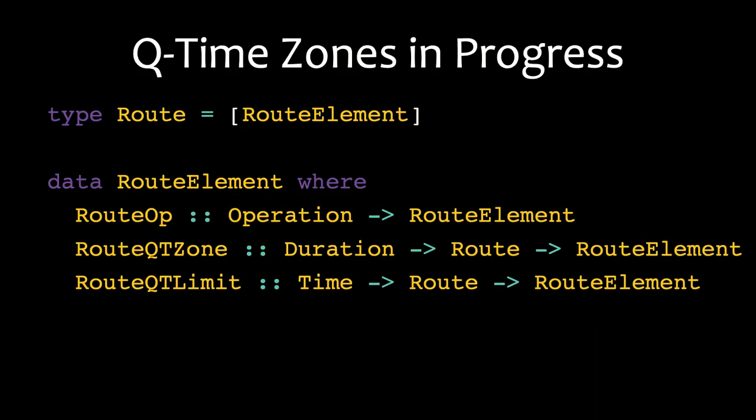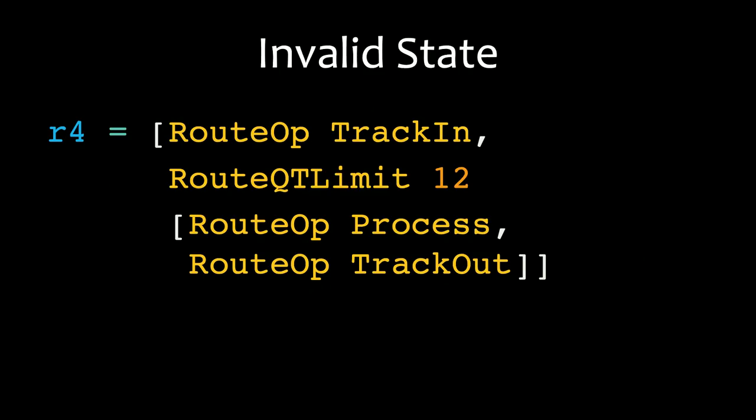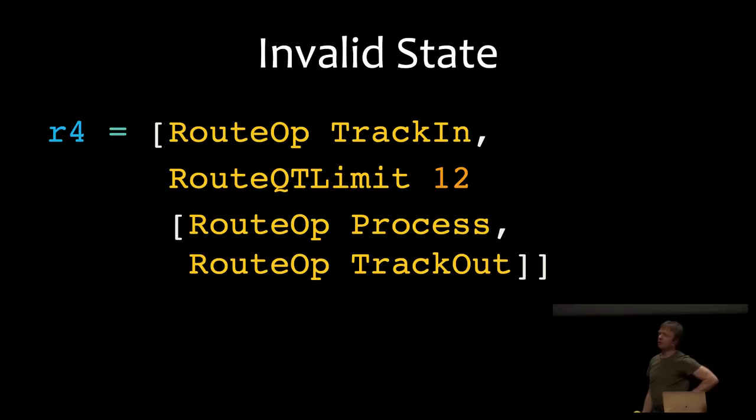Oh, I see. Okay? So now, you mean here we could have a random list in a random order? Yeah, that's right. A good point, actually. So this suggests that the queue time zone has been entered because there's a route queue time limit, but there's still an operation there in front of it. That doesn't make sense. Yeah, that makes no sense.